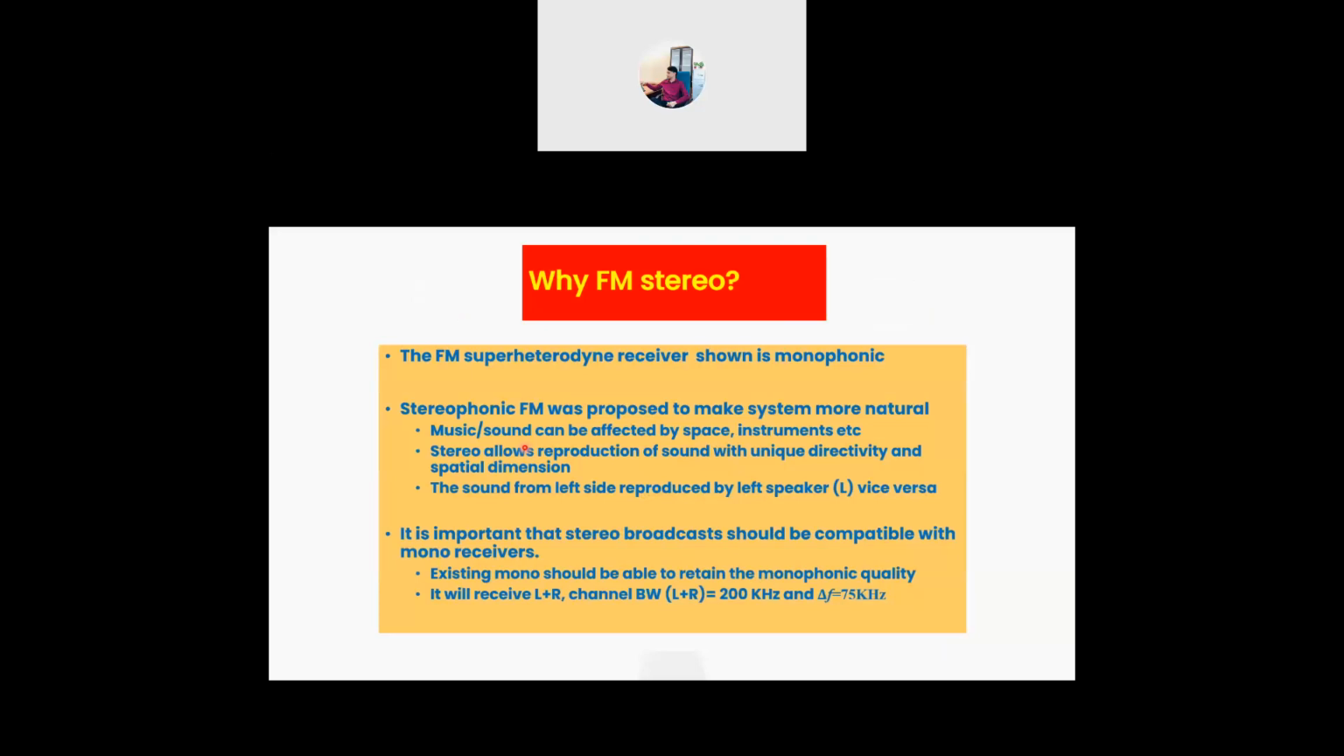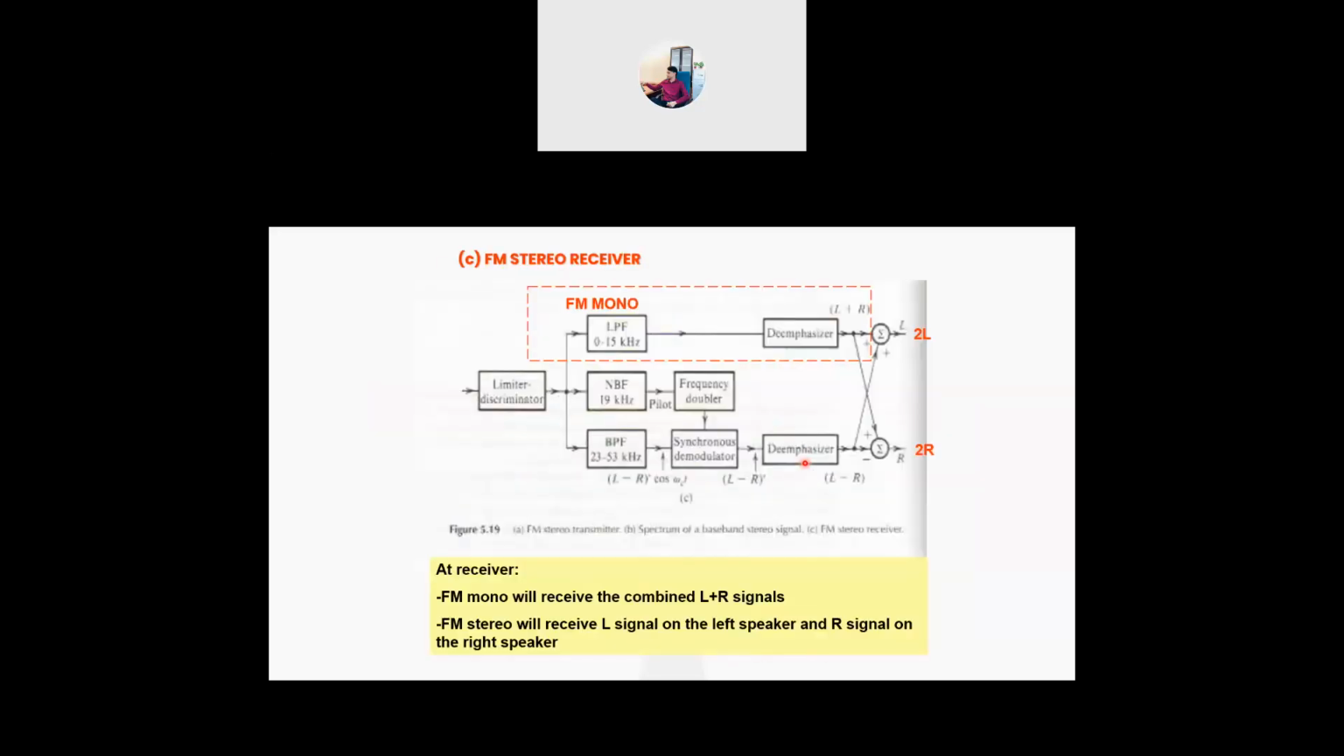That's why we make the system more natural. So we will have reproduction, you see here, reproduce at the receiver side, with unique directivity and spatial dimension. So that is the advantage and why we want to do this FM stereo. So you have this 2L and 2R. At the receiver, FM mono will receive the combined L plus R signal, which is this. FM stereo will receive the L signal on the left and the R signal on the right speaker.